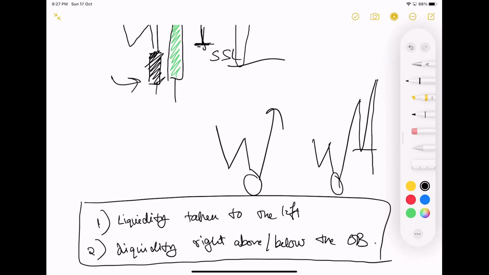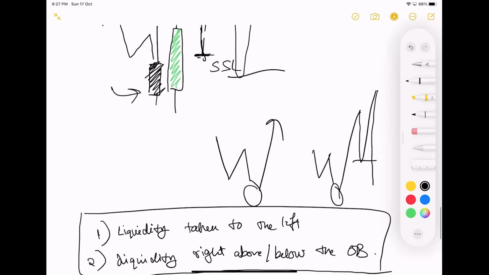You understand? What about the others? If the time of day is right, you'll get the strong displacement anyway. So yeah. All right, good. So that's the high probability.